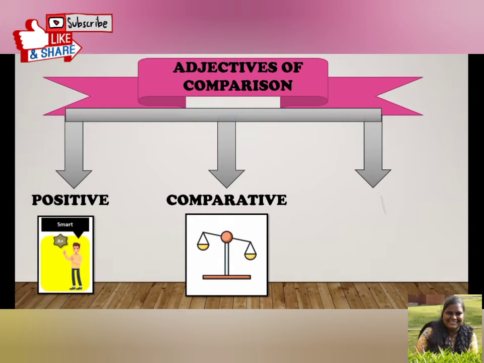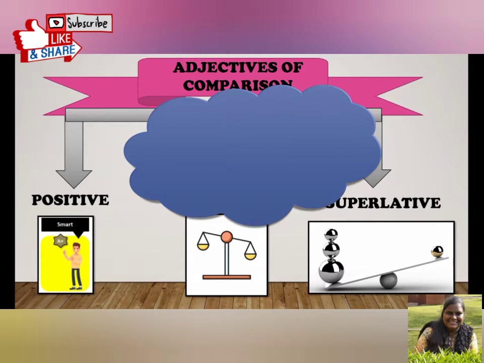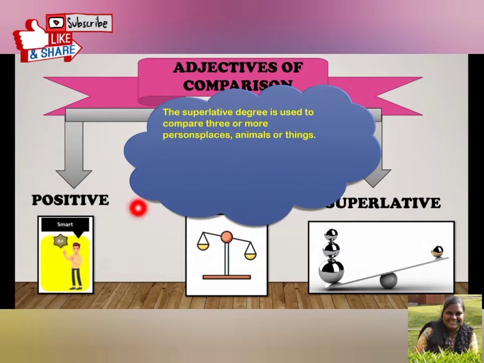The last one is superlative. That means the superior or the best among all. What do we do in this degree? We compare one thing with many things, that is 3 or more things. The superlative degree is used to compare 3 or more persons, places, animals, or things.